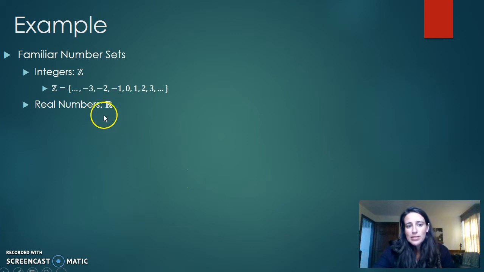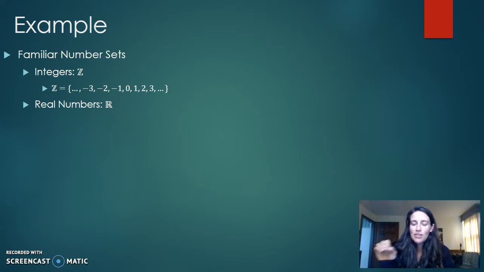We have the set of real numbers. The real numbers are represented by this double bar R. And the real numbers are any number that you would deal with in an algebra class, except for any even root of a negative number. Remember from your previous math courses, when you take the square root of a negative, you get the imaginary number i. So as long as you don't have the even root of a negative number, any other number you can think of is a real number.